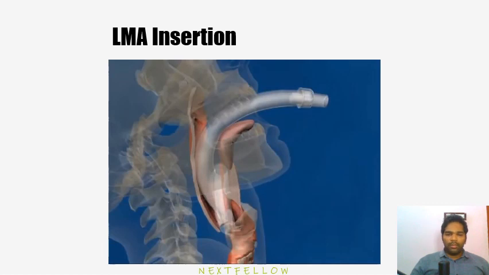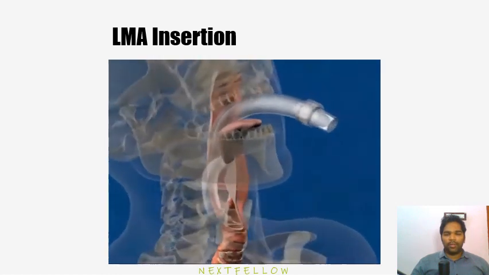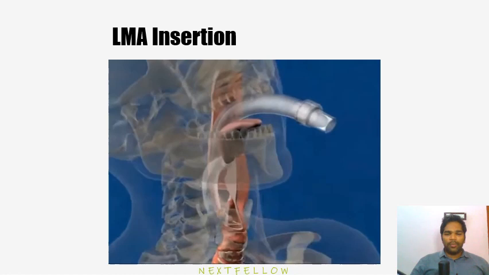So now the LMA is in place in front of the larynx, and it rests on the posterior pharyngeal wall. Now you have to inflate the cuff, presenting the blue line in the midline position. It completely surrounds the laryngeal inlet, and the tip of the LMA is occluding the esophagus.